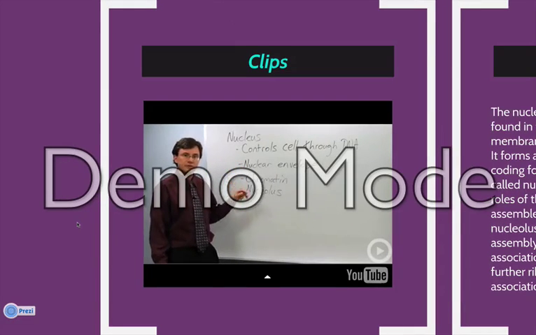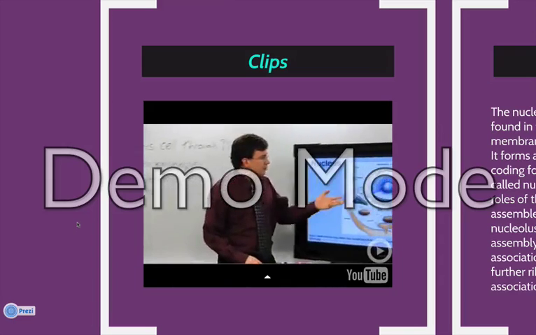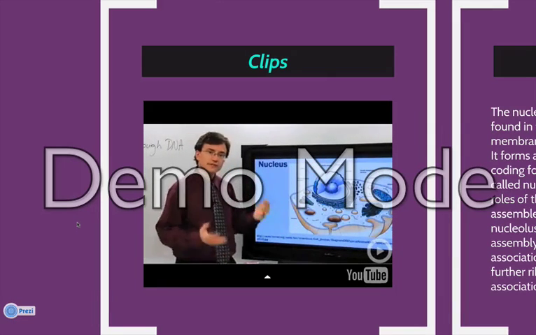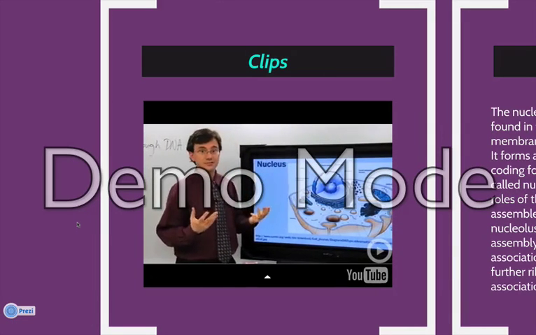Now, there are 3 major things that you'll see indicated on a diagram of this nucleus that you need to know about, and that's the nuclear envelope, the chromatin, and the nucleolus. Let's take a look at the cell. Here we see in the center of the cell the nucleus, and in fact the word nucleus actually means center.